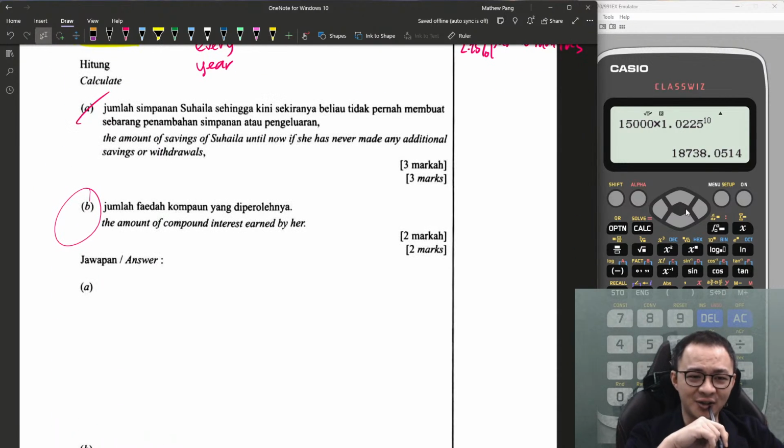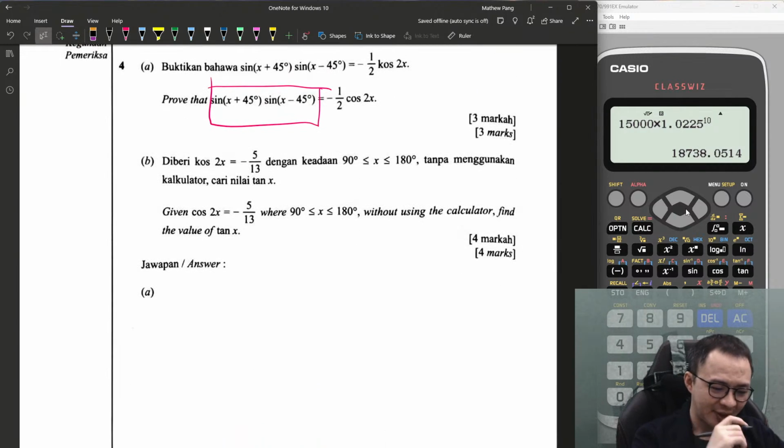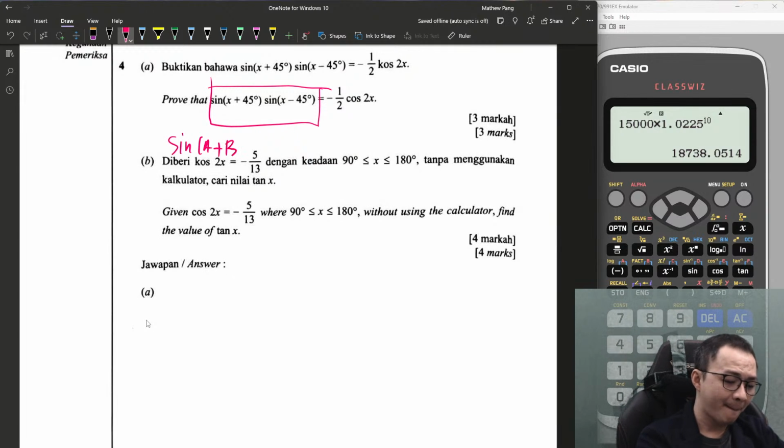They asked us cos 3A. Okay, so come have a look here. So sine A plus B, the formula is what? Plus minus lah, okay? I'll just write down the formula first. So it's sine A cos B plus minus cos A sine B. Okay, so I'm going to apply it into this question.